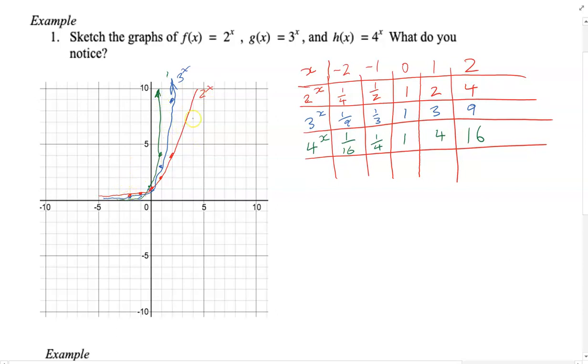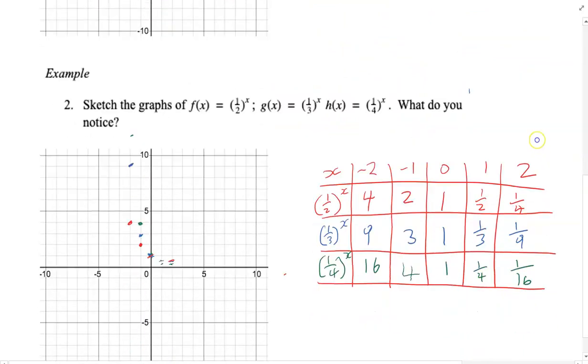There are a couple of things that we should be noticing right now. From the left, all the curves are tending to 0, but they never go beyond the y equals 0 line, they never go below the x-axis, so there's an asymptote at y equals 0. All the curves pass through the point 0, 1, so the y-intercept is at 0, 1 for all the curves, and all the curves rise as we go from left to right.